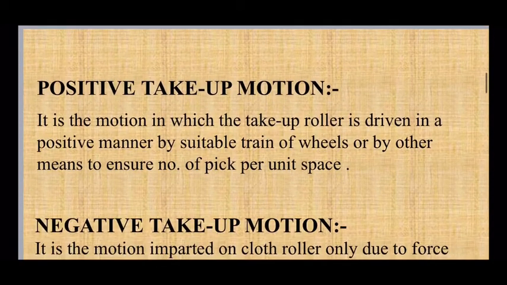What is positive take-up motion? It is the motion in which the take-up roller is driven in a positive manner by a suitable train of wheels, means gears, or by other means to ensure the number of picks per unit space. So we are positively controlling the number of picks per unit space, and we can ensure an equal number of picks per unit space, picks per inch or picks per centimeter, throughout the length of the fabric. That is possible only in positive, means we can positively control it.